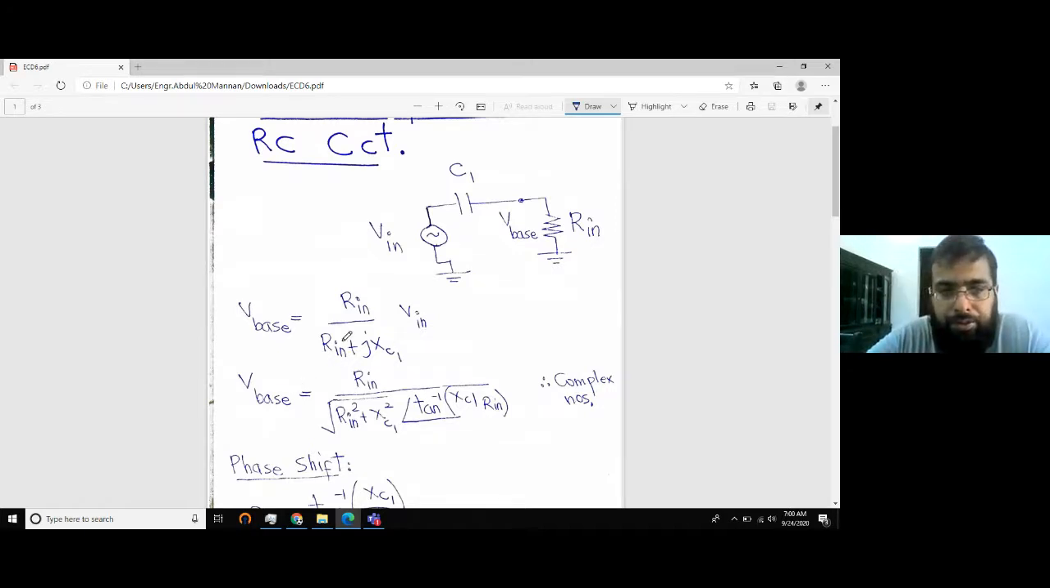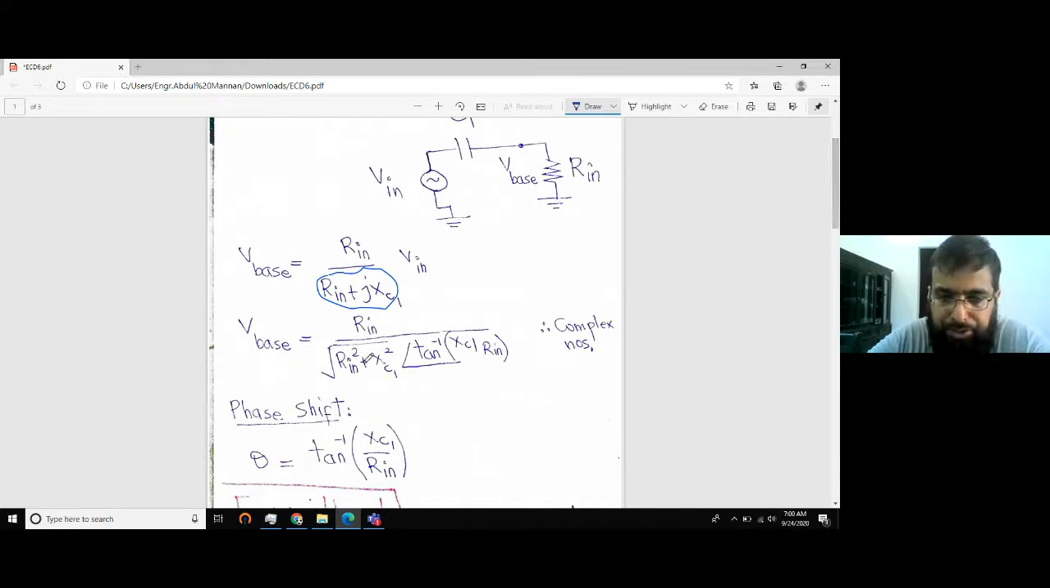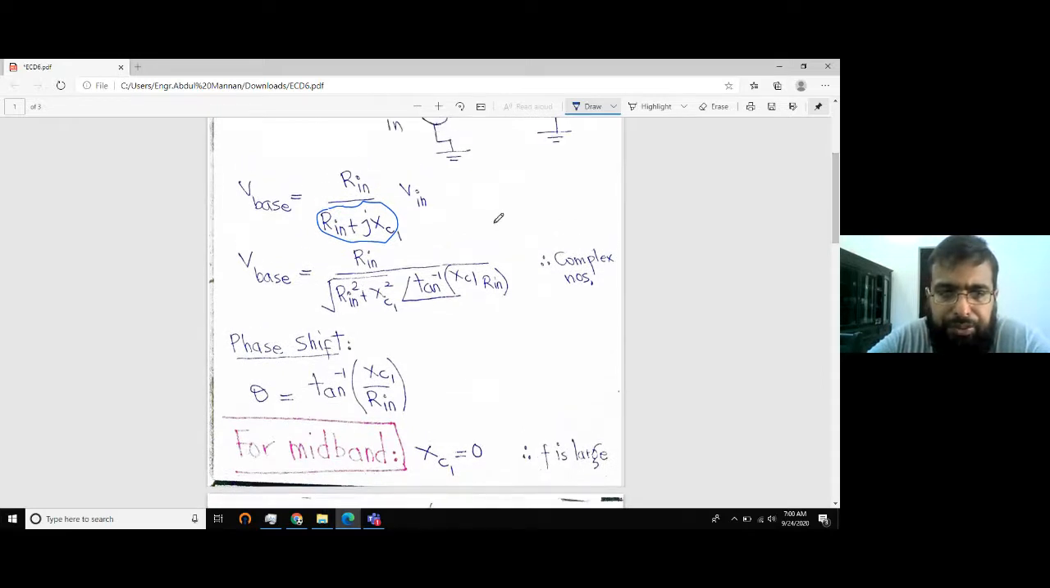Since this is a complex number in the denominator, we can convert it from rectangular form to polar form by computing its magnitude and writing it at an angle theta. We know that the magnitude is computed as the square root of the real part squared plus the imaginary part squared, and the angle is the inverse tangent of the imaginary part divided by the real part. We already know this from complex numbers in circuit analysis. Right. So the phase shift introduced in Vb is at an angle of theta.